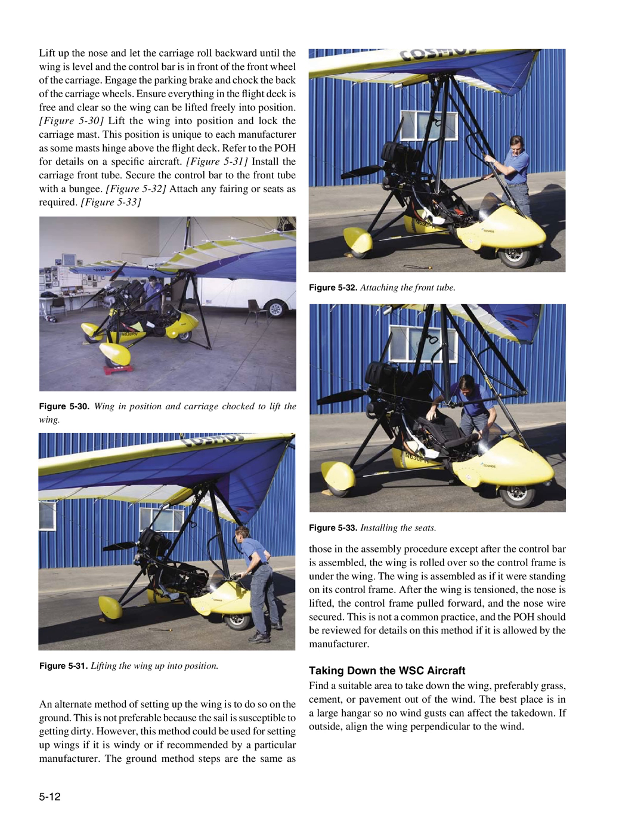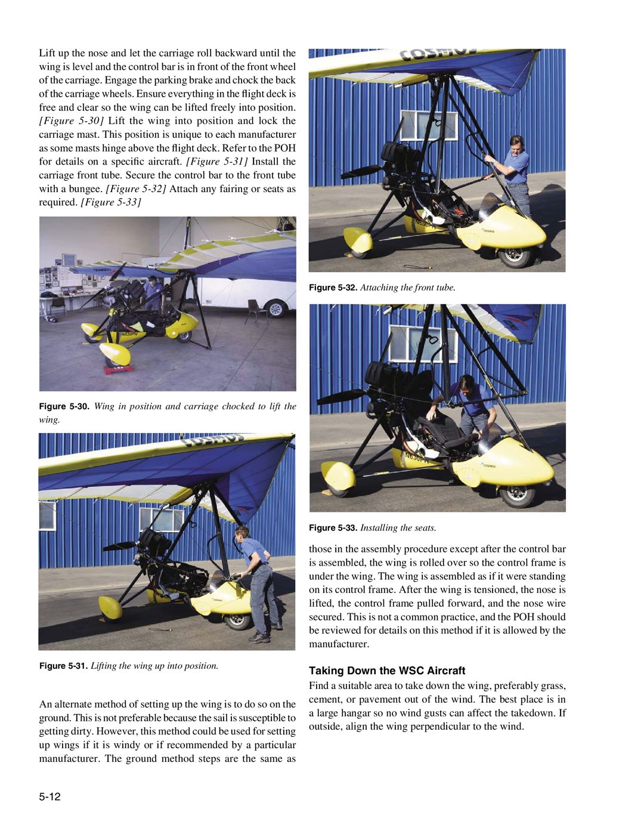Figure 5.33, an alternate method of setting up the wing is to do so on the ground. This is not preferable because the sail is susceptible to getting dirty. However, this method could be used for setting up wings if it is windy or if recommended by a particular manufacturer. The ground method steps are the same as those in the assembly procedure except after the control bar is assembled, the wing is rolled over so the control frame is under the wing. The wing is assembled as if it were standing on its control frame. After the wing is tensioned, the nose is lifted, the control frame pulled forward, and the nose wire secured. This is not a common practice, and the POH should be reviewed for details on this method if it is allowed by the manufacturer.